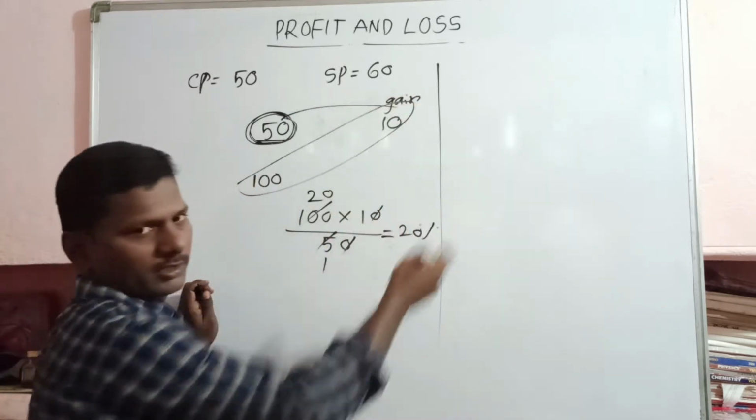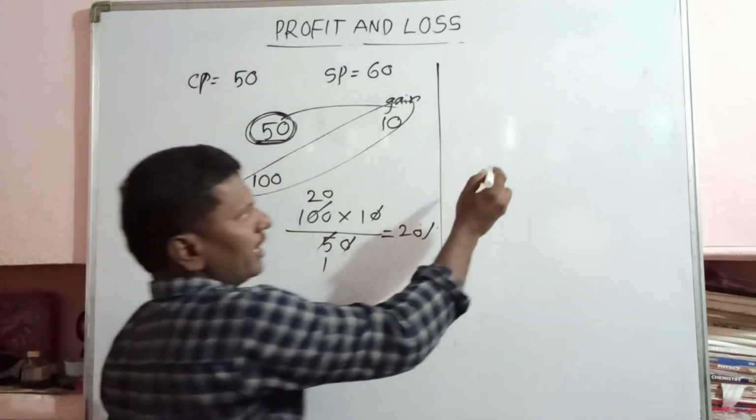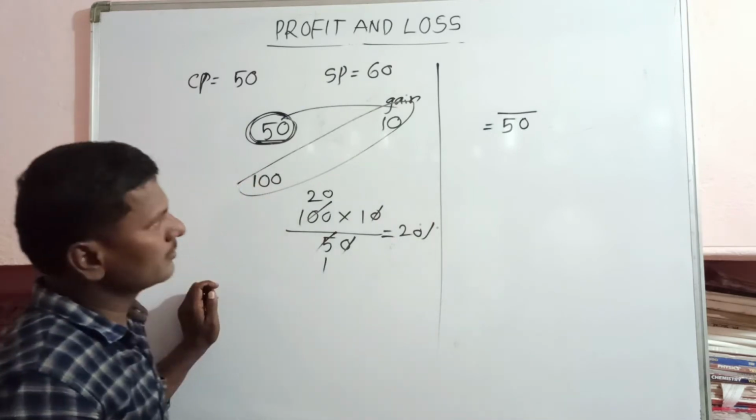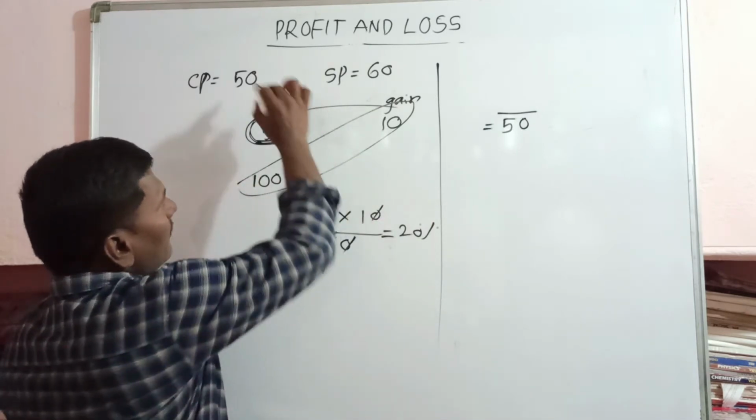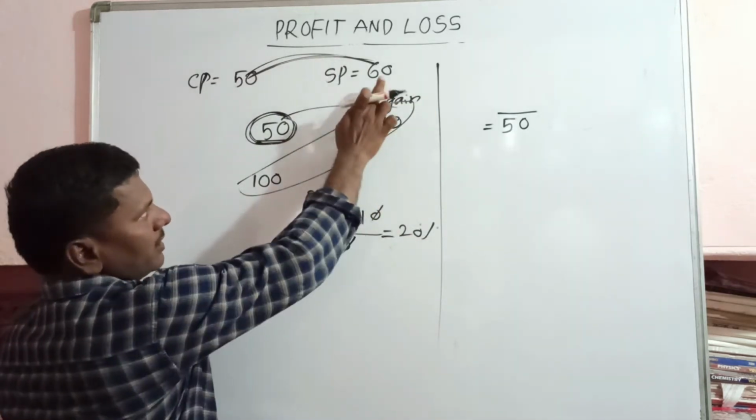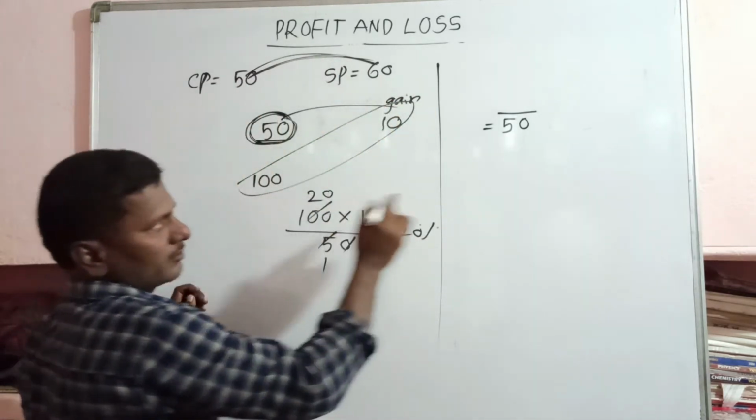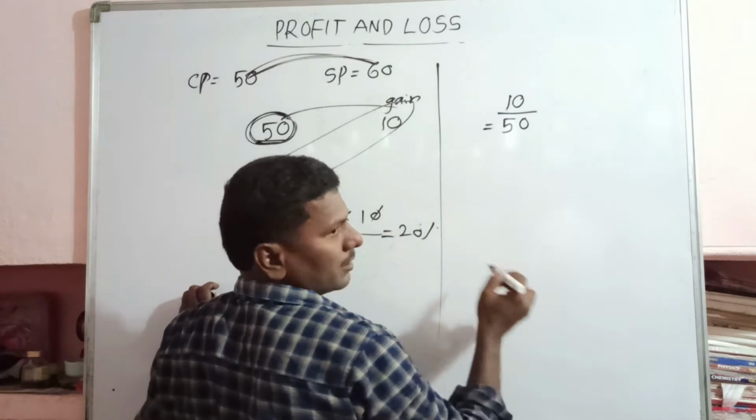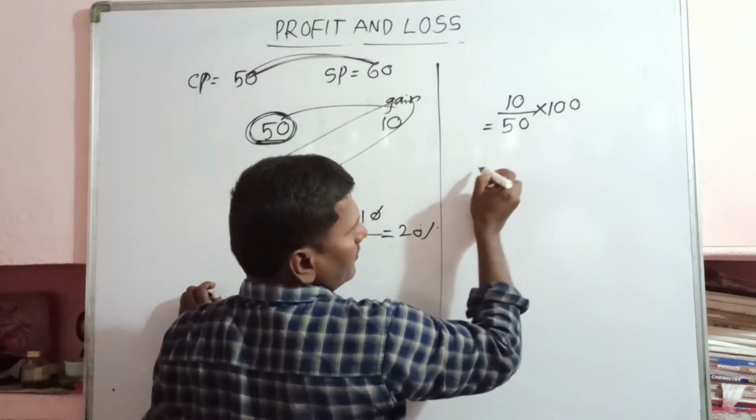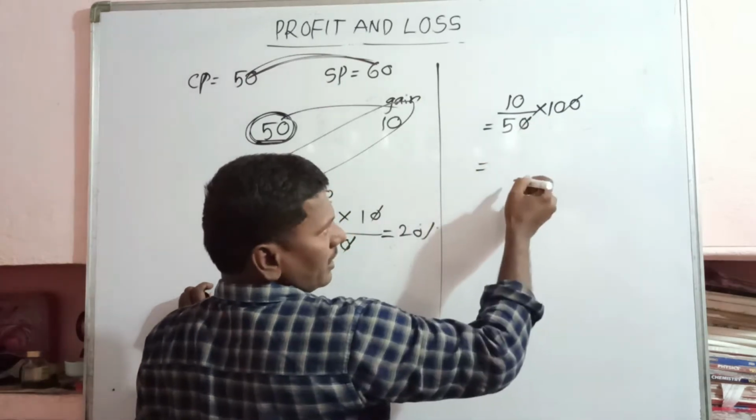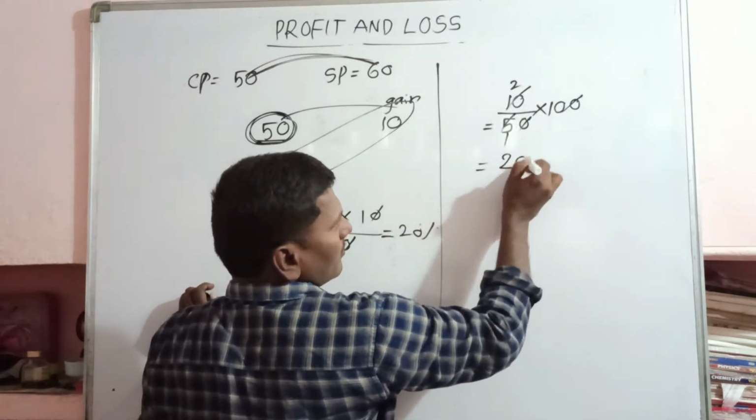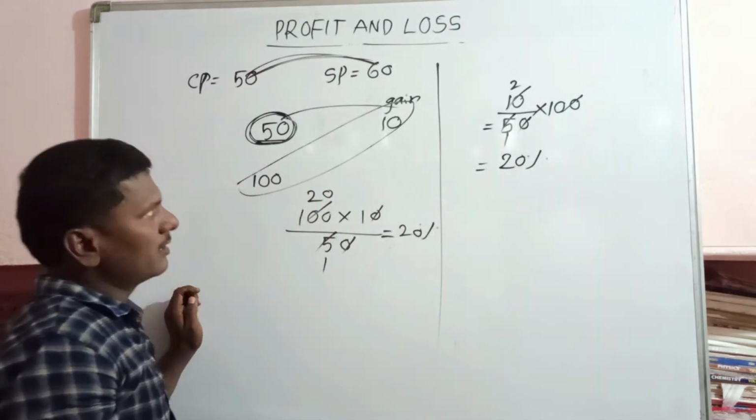Or you can do like this. First write cost price in denominator. Next, difference of these two numbers, that is 60 minus 50, 10. Then multiply this fraction by 100. 0 0 gets cancelled, 5 1 is 5, 5 2 is 10, 2 10 is 20. So 20% gain.